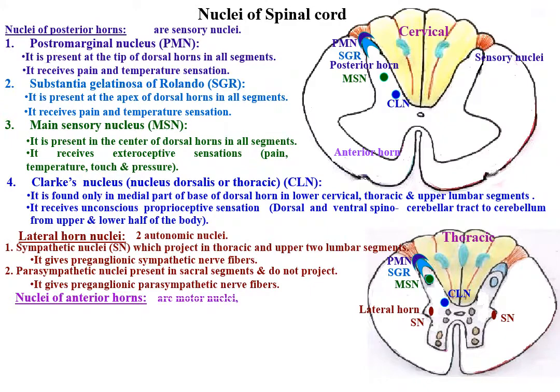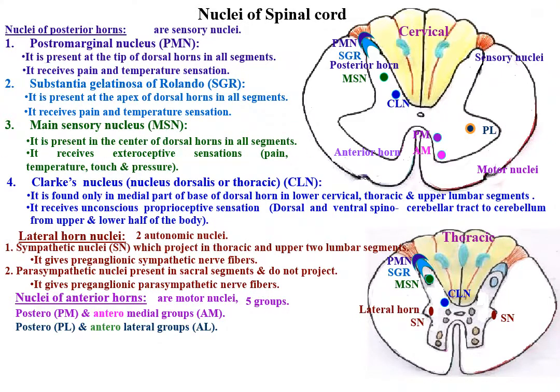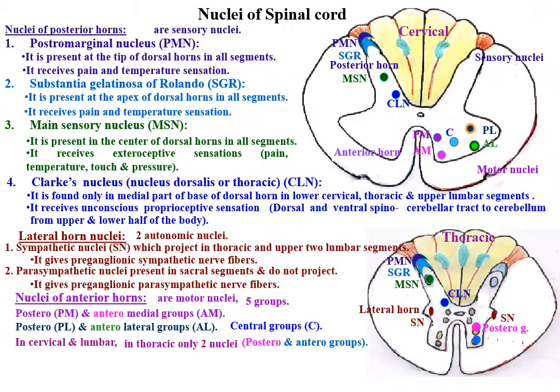They are 5 groups: medial and lateral and central ones, posteromedial groups, anteromedial groups, posterolateral groups, and anterolateral groups, and the central group. These are present in the cervical and lumbar regions. In the thoracic regions, there are only postero and antero groups.